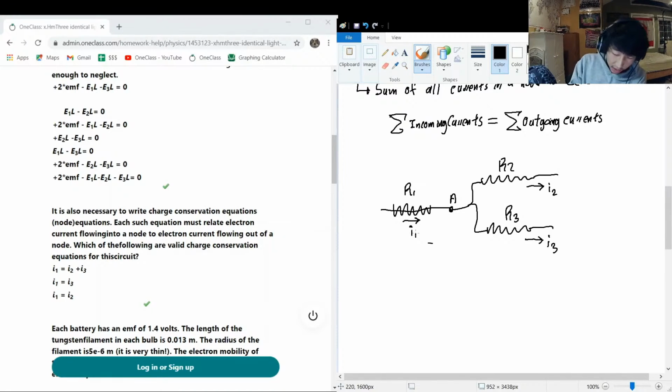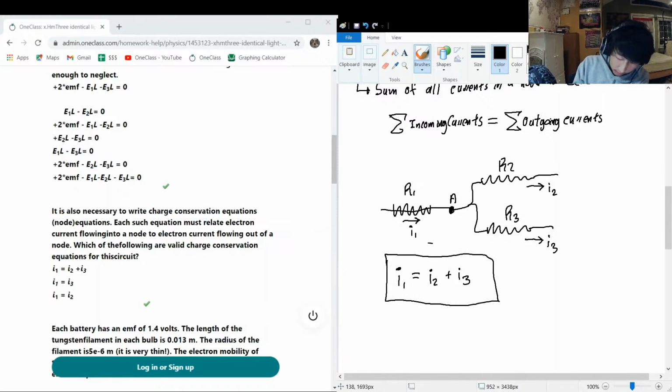So, given node A, let's use this KCL equation. What are the incoming currents? Who's incoming to node A? I1, well that's incoming to node A, so we can write that on the left side, I1. And is there anyone else incoming? I2 seems to be leaving node A, and I3 also seems to be leaving the node. So on the other side, we could do I2 plus I3. And this would be our equation for that multiple choice situation, I'm guessing. So I1 equals I2 plus I3.